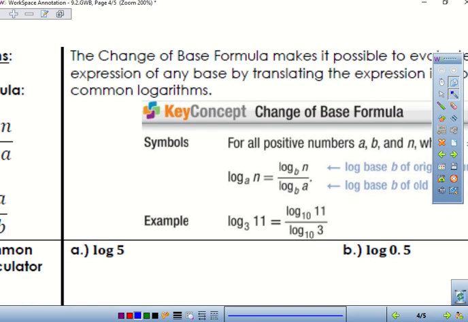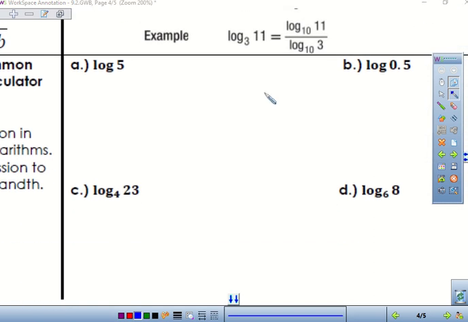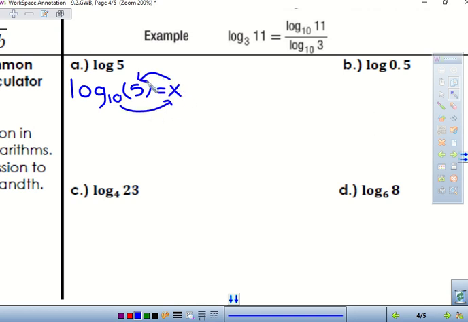So first I want to show you why we would use it. So what is the implied base of this log right here? 10. Good. This is log base 10 of 5. And we learned yesterday we can set it equal to some variable, right? And then we could solve it or rewrite it in exponential form. 10 to the x is equal to 5.